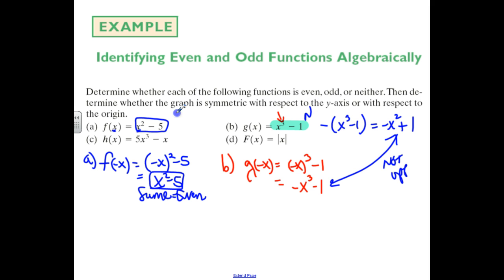So this first one was, I think, even. Part B was a neither. Let's try part C. Part C says replace x with negative x.